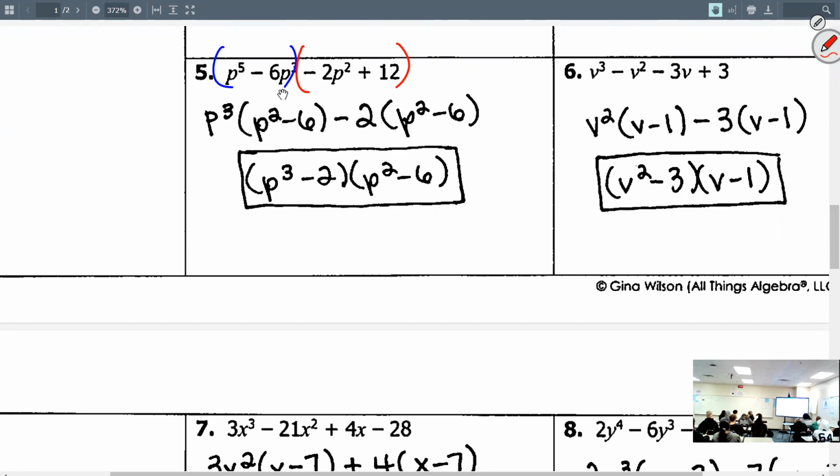So once we did that, the common binomial will be part of your answer. Your GCFs make the other parentheses. And if you had it reversed, like p squared minus 6 and p cubed minus 2, that's perfectly fine, as long as they're both there and the signs are correct. So questions on 5?